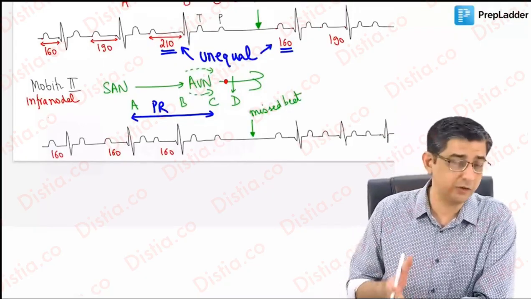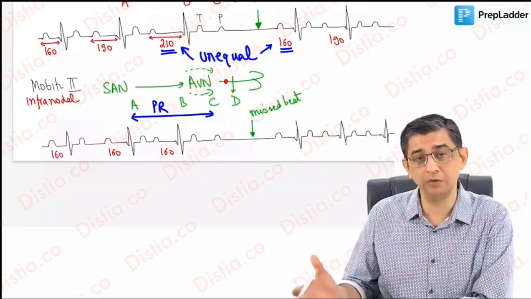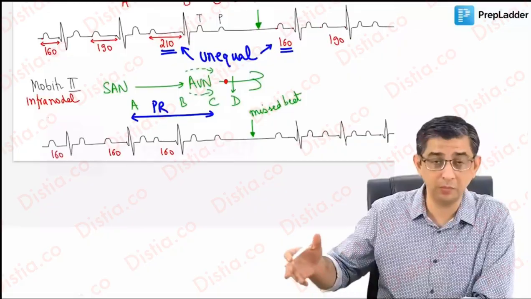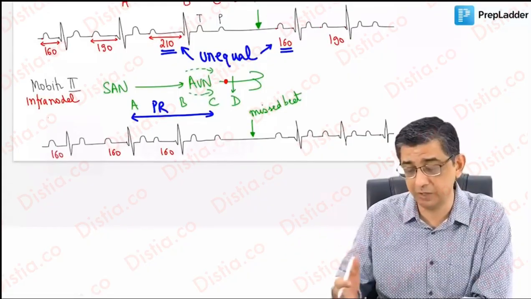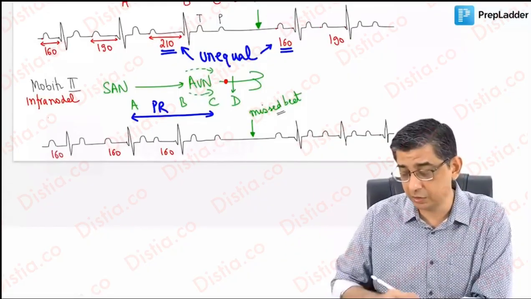It is not necessary that it will occur after 3 beats only. It could be 4, it could be 5. It might be continuously happening like normal sinus rhythm for 3-4 minutes, and then there could be a sudden drop in the conduction in these patients.